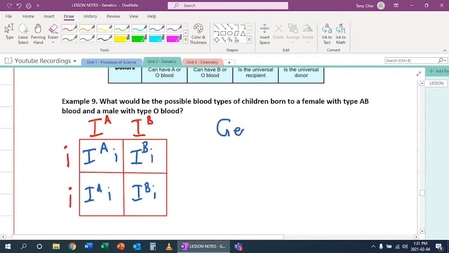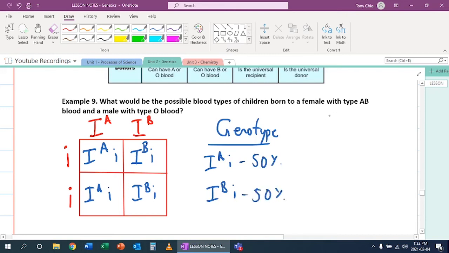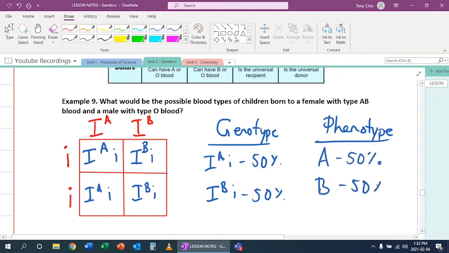Now if you look at this, let's look at our genotype. We only really have 2. We have IA lowercase i, and we have IB lowercase i. And each one is 50%. Which means the phenotype, the offspring can only really have A blood type and B blood type. And each one is also 50%. That means there's no possibility that the offspring could have O blood type, and there's no possibility that the offspring could have AB blood type. So that is actually a way you could do, for example, a paternity test. So that's an example of blood type for offspring.